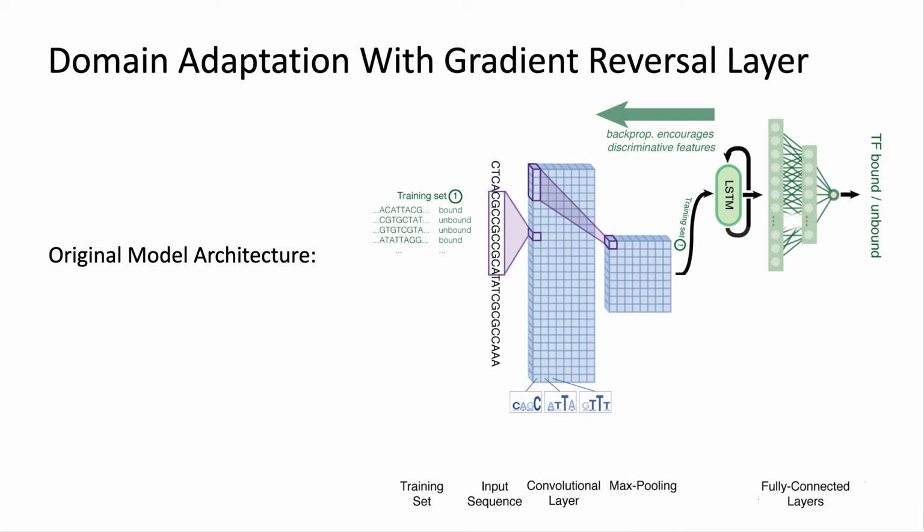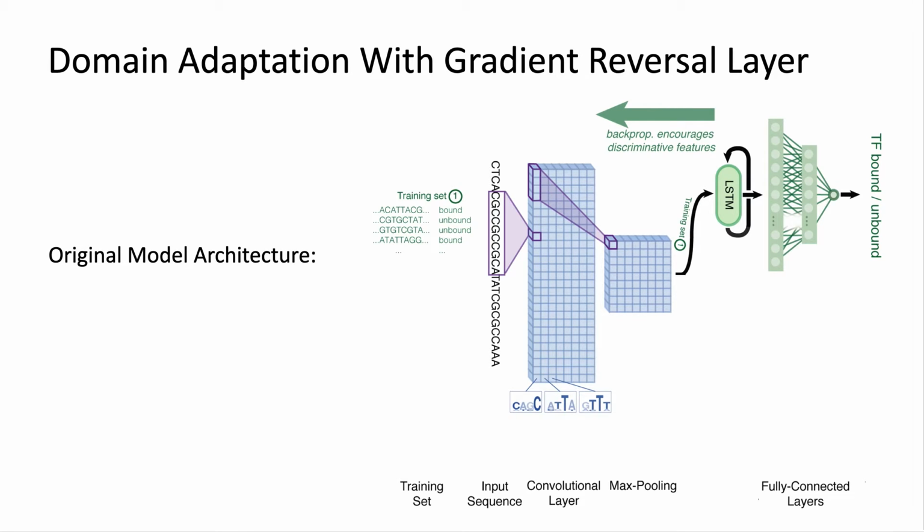So to return to our model architecture and training strategy, this is what we had before. We've got one training set, and it's got sequences that are either labeled as bound or unbound. Those propagate through the model, and then at the end, a prediction comes out whether or not a TF is bound to that site, and backpropagation is what encourages all of the weights in the model to learn discriminative features that can help distinguish between the bound and the unbound sites.